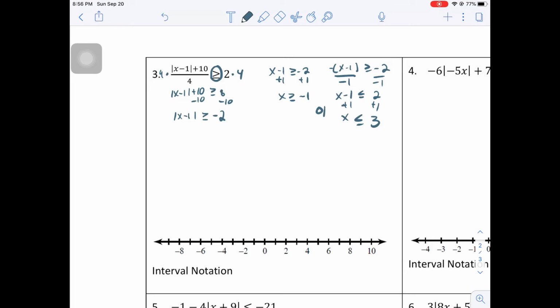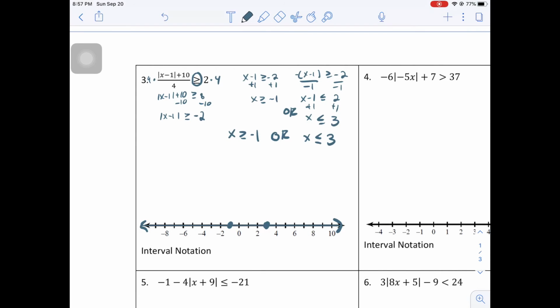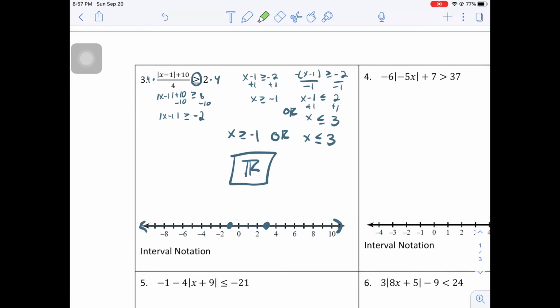So let's take a look at this. This is a greater than, so then this is an or. So it says x is greater than or equal to negative 1, or x is less than or equal to 3. So if we were drawing that, we would have negative 1 here, and it would be going this way. And then we have positive 3 here, and it would be going this way. Okay? So this is actually a special answer right here, guys. The answer for this question is actually all real numbers.